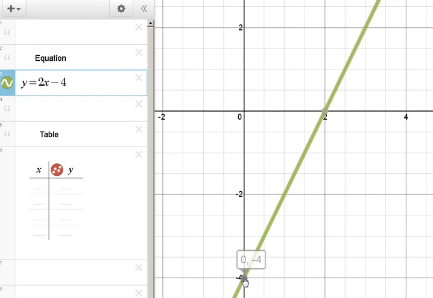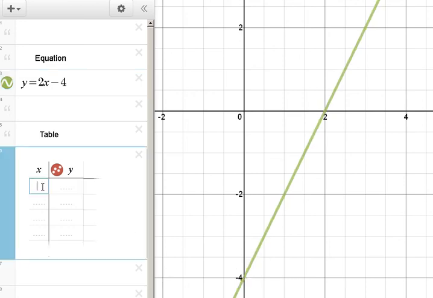Now what we can do is we can take these points and put the points in our table. Our table, first point here would be 0, negative 4. And I could go up along the graph and get some more points. So let's go across to x equals 1. When x equals 1, y equals negative 2. So there's another point for our table. Let's go up here, x equals 2, y equals 0.